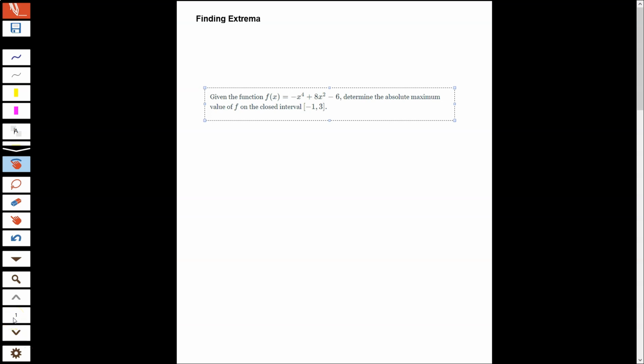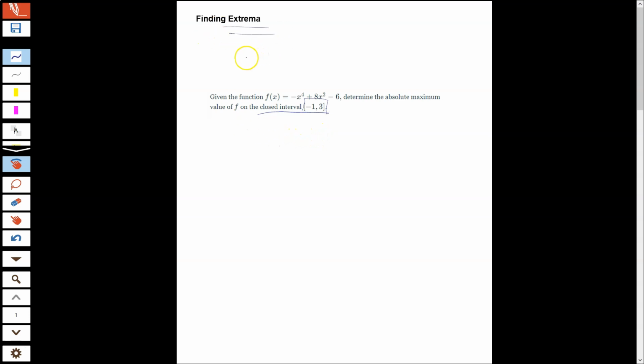So after the last lesson, you may be able to prove that an extreme value exists. Here we're going to find them. And you already know how to do this more or less. The new addition is we're looking on closed intervals, right? So we're no longer looking for a minimum or a maximum on the entire function. We just want to know about this particular interval from -1 to 3.